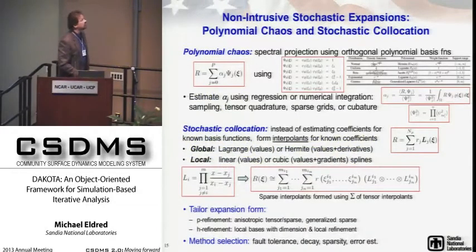So here's an introduction to a class of uncertainty quantification methods. Who's heard of polynomial chaos? Okay, not many, two or three.